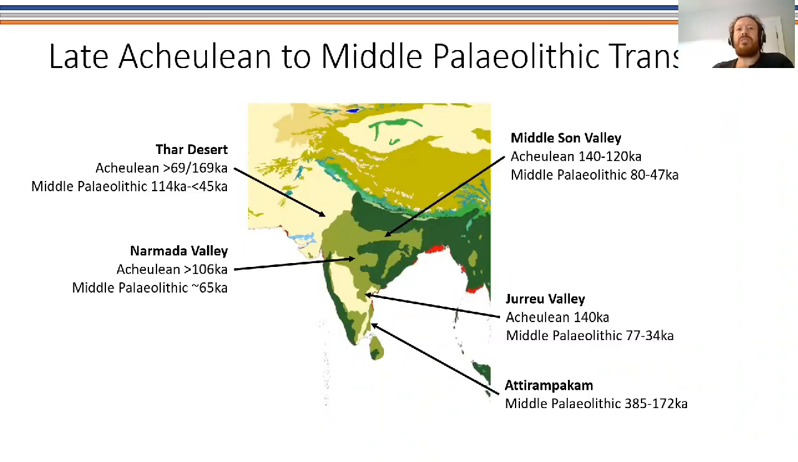So summing up now and returning to South Asia, in the Middle Son Valley and Jurreru valleys, we see clear evidence for a sharp transition from the late Acheulean at the end of marine isotope stage 6, dating between 140 and 120,000 years ago, and the appearance of Middle Paleolithic in MIS 5, both regions about 80,000 years ago.